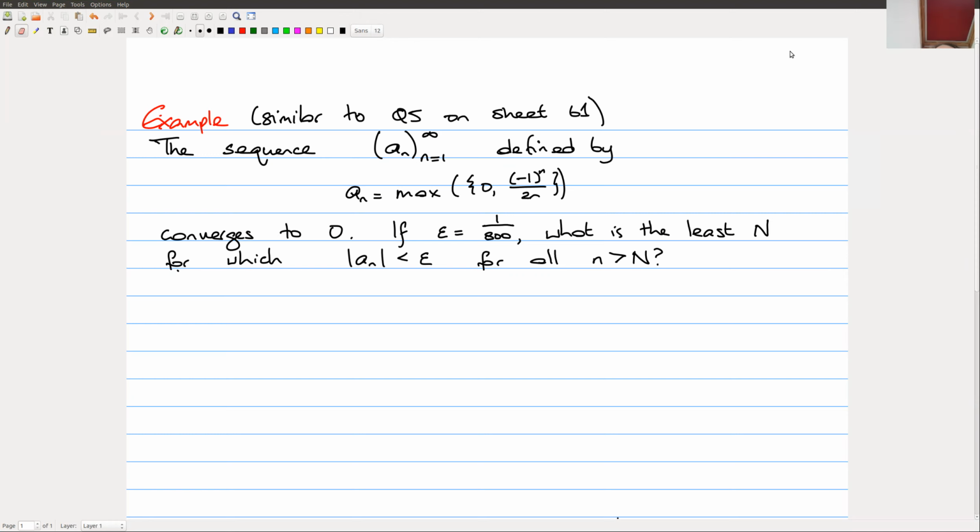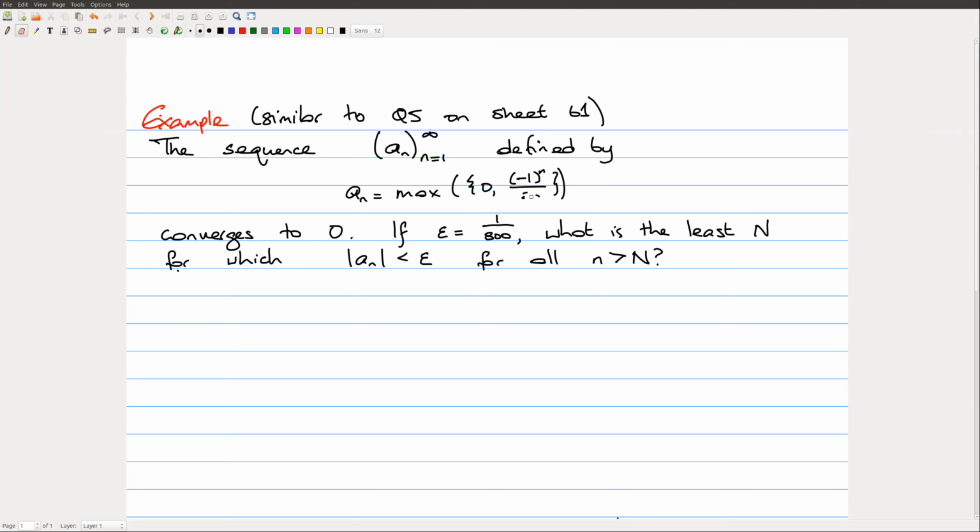So here's an example that's similar to the examples on question 5 on sheet 61, which is about the concept and meaning of convergence for a sequence. In this problem, we're told that the sequence a_n is defined this way. The term a_n is the maximum of the numbers 0 and (-1)^n over 2n. So this notation just means that the term a_n is the maximum of these two numbers. Since the second one depends on n, the maximum is sometimes 0 and sometimes (-1)^n over 2n, depending on what n is.